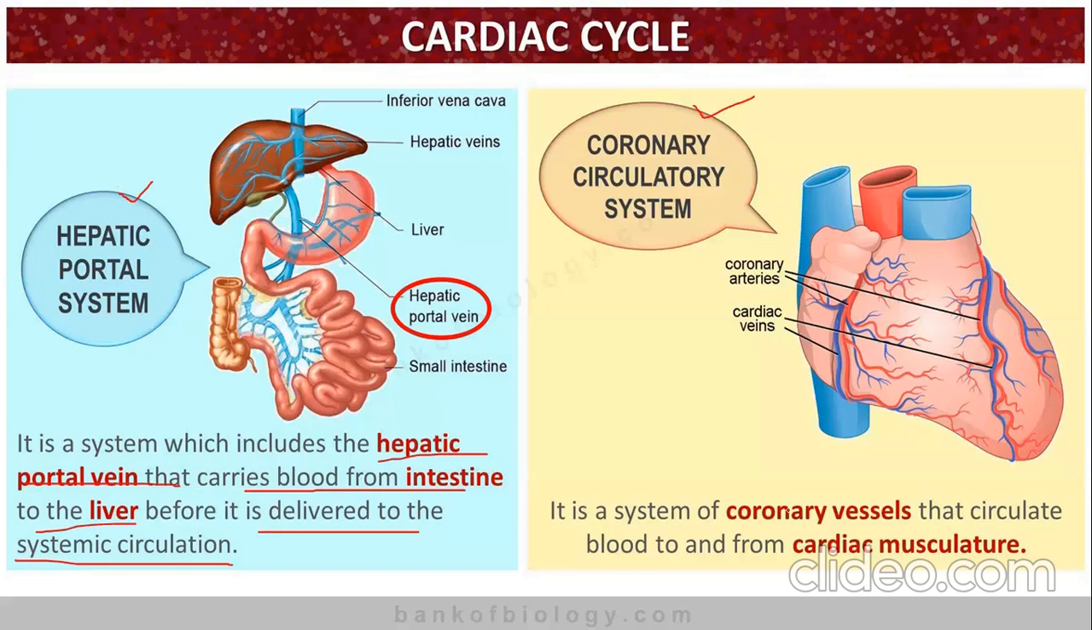The coronary circulatory system consists of coronary vessels that will circulate blood to the cardiac musculature, which means they are circulating blood to all the places where the cardiac muscles are, and they are the ones which give the special kind of striated surface to the cardiac muscles, and hence are called the cardiac musculature.